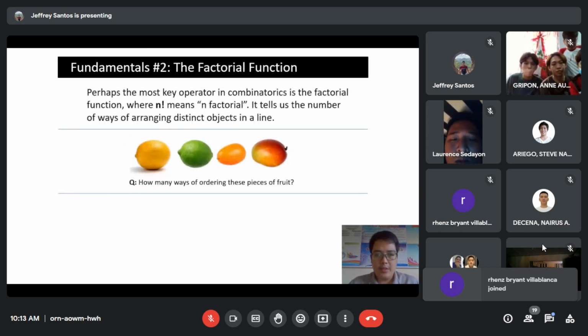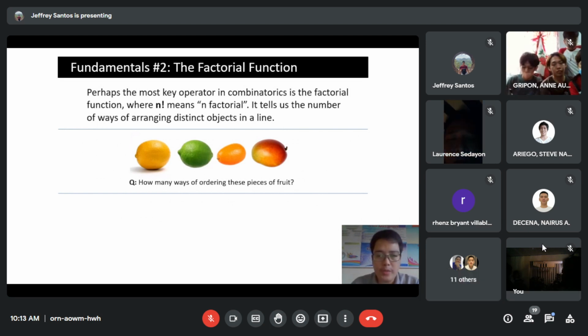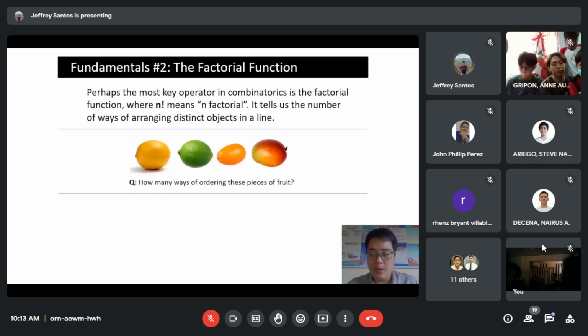So these are the possible combinations out of the given example. So let's have the second one, fundamentals number 2, the factorial function. Perhaps the most key operator in combinatorics is the factorial function, where n factorial means n factorial. It tells us the number of ways of arranging distinct objects in a line. In a previous discussion, we have discussed factorial. For example, if we are given 4 factorial, to simplify that, that is simply 4 times 3 times 2 times 1, which would be 24, by the way. Ano? So, ganun din ang prinsipyo dito.